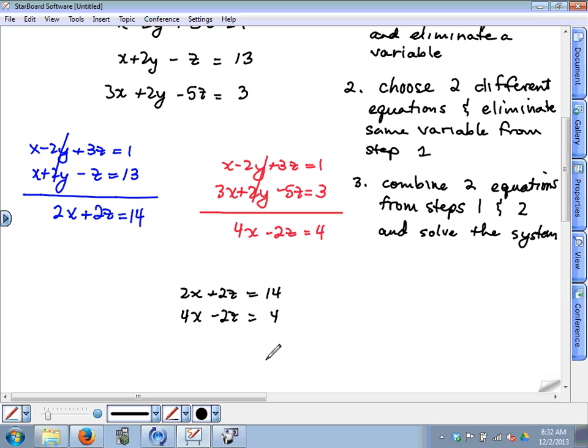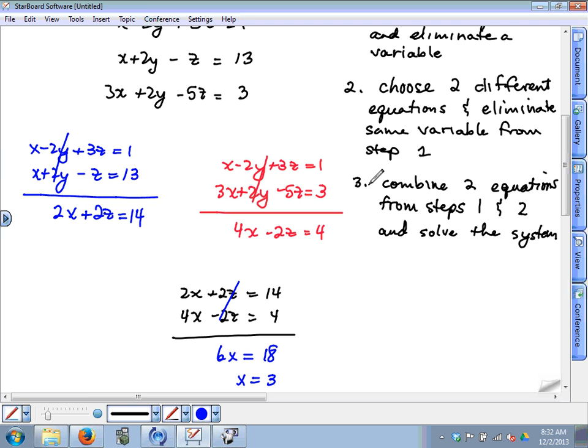Now this one just happened to turn out super nice where everything just eliminated right off the bat and we didn't have to multiply by anything. It doesn't always happen that way. It would be nice, but it really doesn't. So the z's cancel. We have 6x is equal to 18, so x is equal to 3. Now you have to backward substitute up through the steps to the original equation.